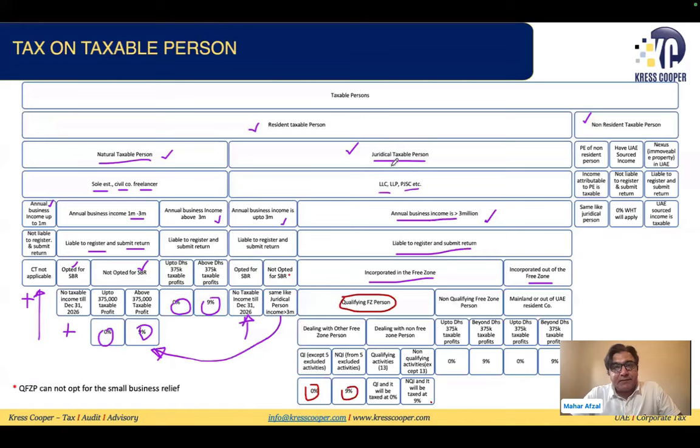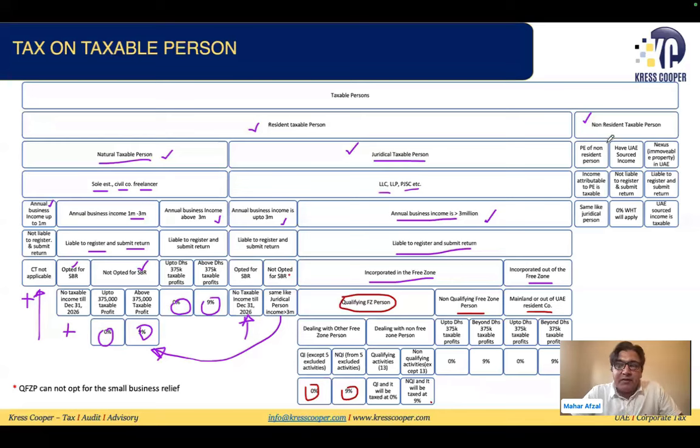So if this is a juridical person and the annual business income is more than 3 million, they are not incorporated in the free zone, meaning they are incorporated out of the free zone. Or they are incorporated in the free zone, but they are not meeting the conditions. So there is a possibility they incorporated on the mainland, or in the free zone they are not meeting the condition. Treatment is the same. Up to 375,000, 0% corporate tax will be applicable. Beyond that, the income will be subject to tax at 9%.